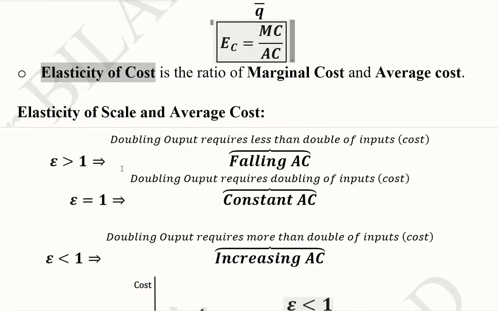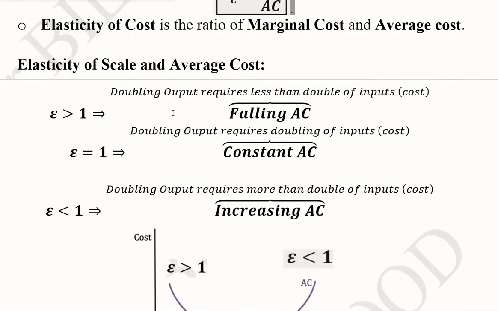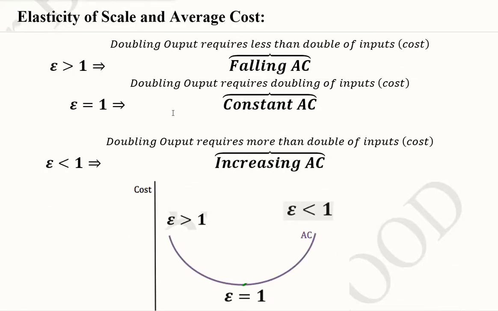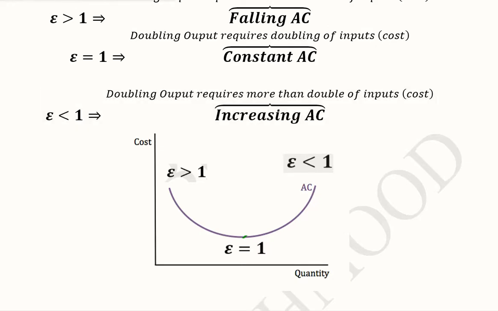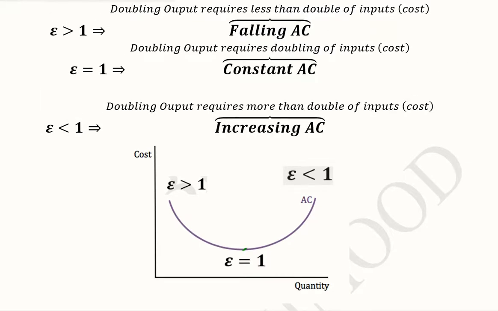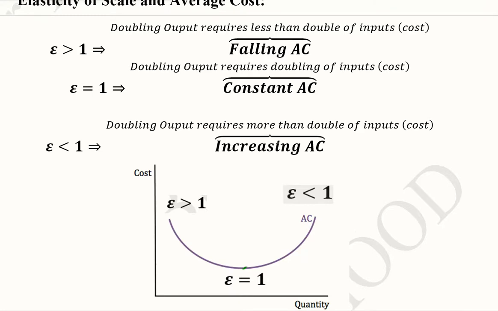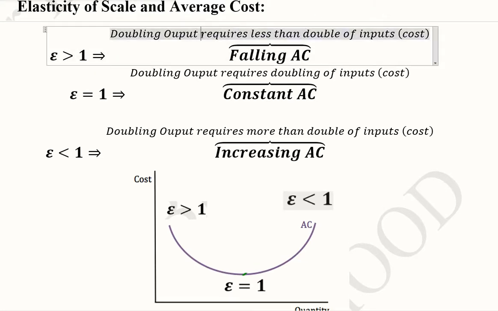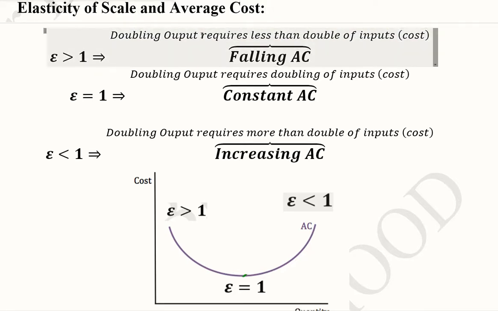Now finally we will try to recall the elasticity of scale and the shape of the cost curve. In this case we are considering the average cost curve. It is explained here with the help of these possible values as well as the diagram. If the elasticity of scale is greater than 1, it means that doubling the output requires less than the doubling of inputs, or in other words, cost.